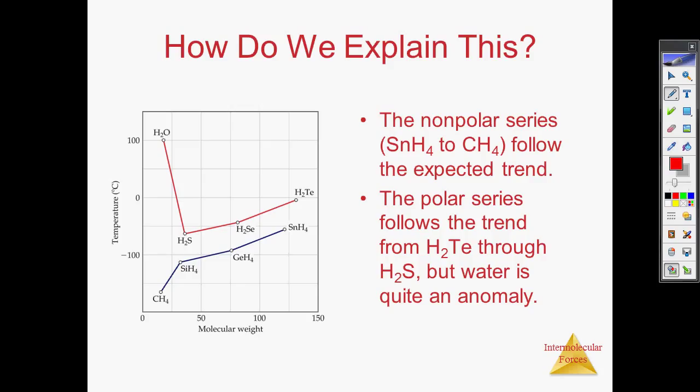Why is water quite an anomaly? Because it's polar and has hydrogen bonds. All right, so water in this case is forming a lot more hydrogen bonds than the others. H2Te, hydrogen telluride, is not forming many hydrogen bonds, but more than hydrogen sulfide and hydrogen selenide.